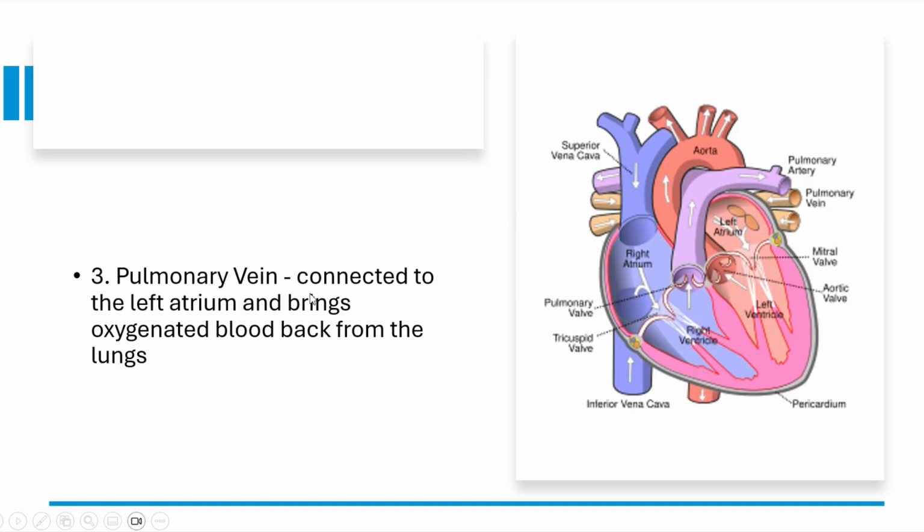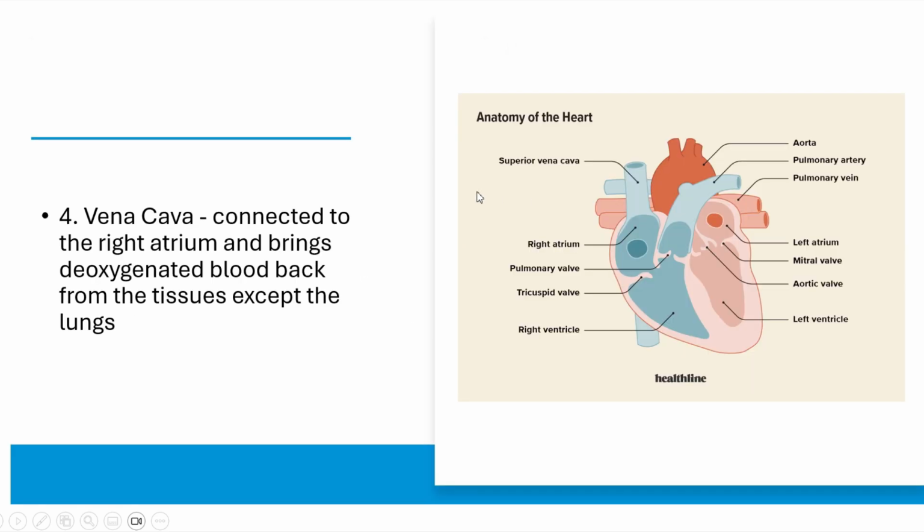Alright, safe. Pulmonary vein. So there's two of them. There's one there, one there. These are the pulmonary veins. This is connected to the left atrium, and it brings oxygenated blood back from the lungs. So pulmonary means lungs. So it's going to come back from the lung and into there for it to get pumped through the aorta.